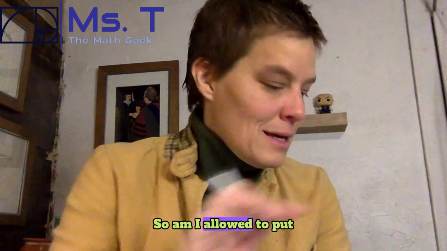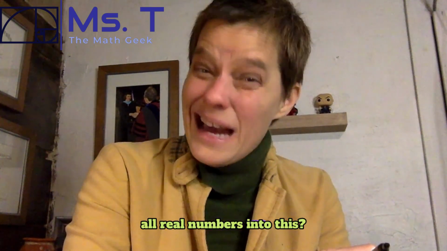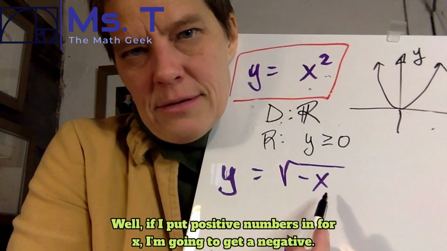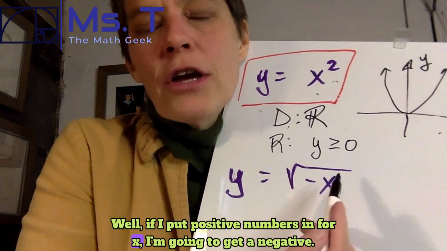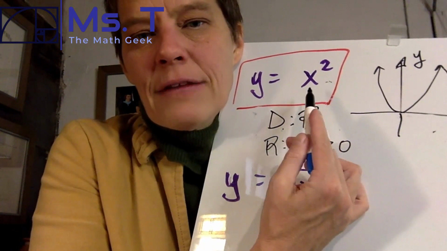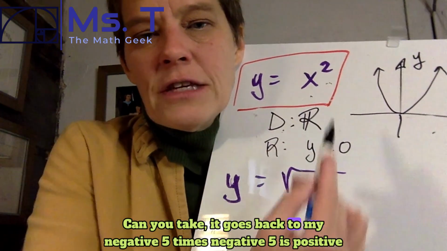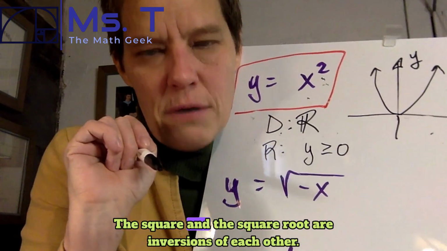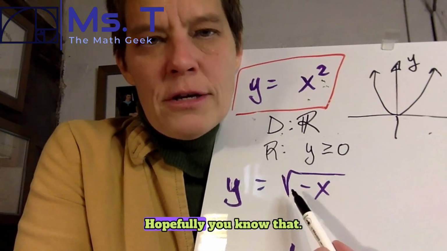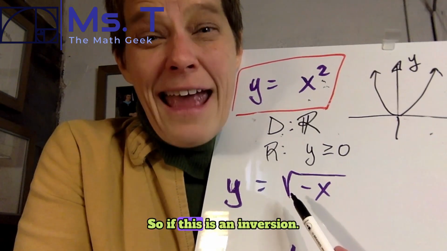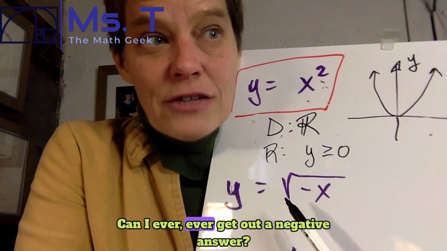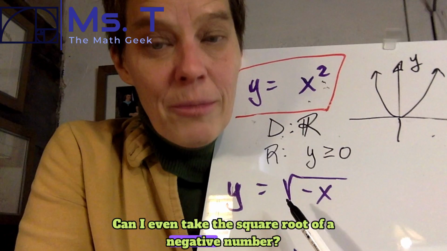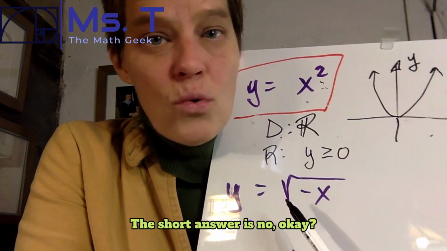So am I allowed to put all real numbers into this? Am I allowed to do that? Well, if I put positive numbers in for x, I'm going to get a negative. It goes back to my negative 5 times negative 5 is positive 25. These are inverse operations. The square and the square root are inversions of each other. Hopefully you know that. Okay? So if this is an inversion, can I ever get out a negative answer? Can I even take the square root of a negative number? The short answer is no.